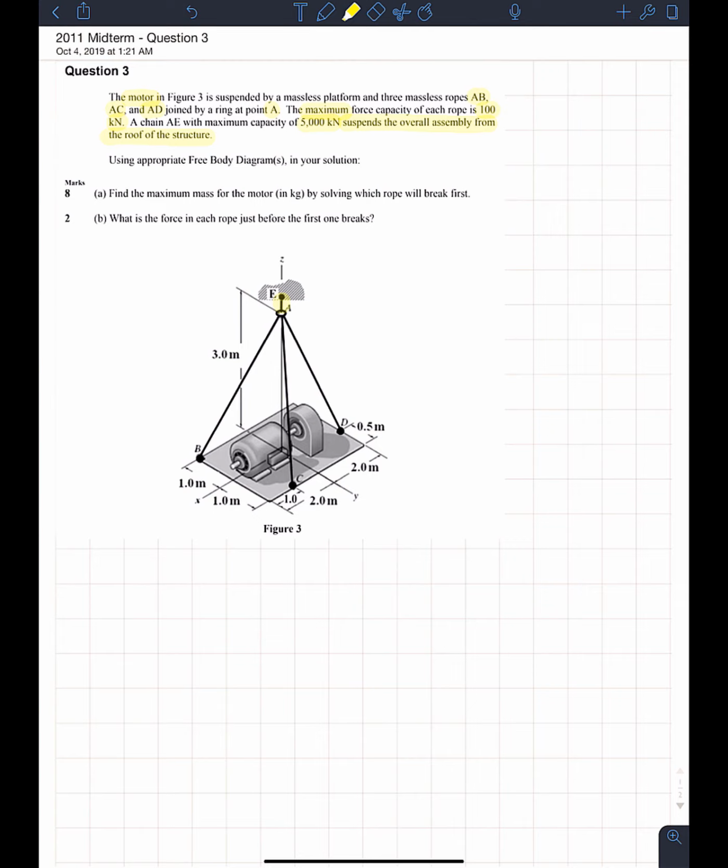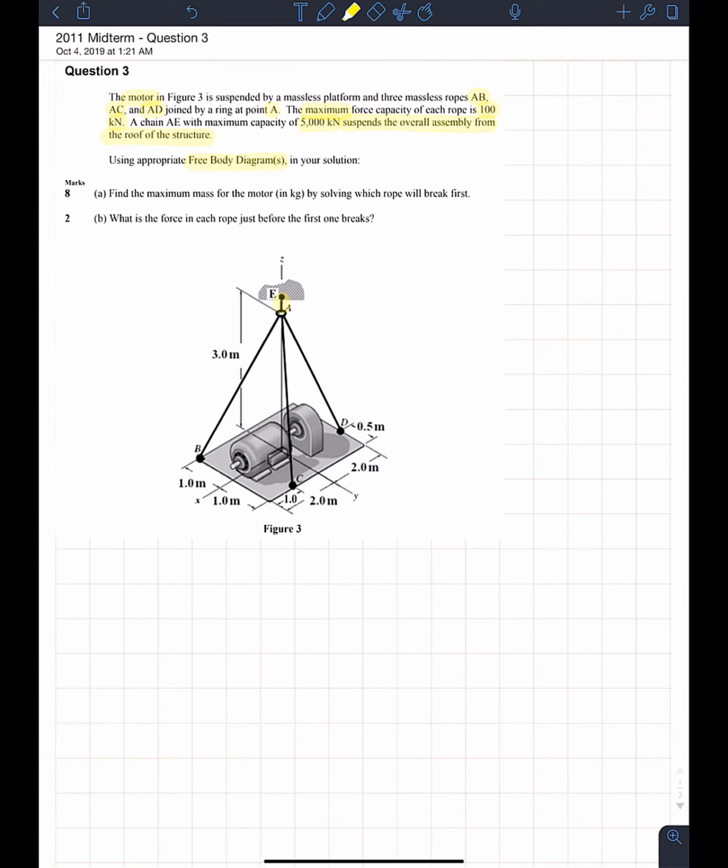Of course, it also says using appropriate free body diagrams in your solution, and then it wants us to do the following 2 things. Normally with these questions I would read out one of them and then do the second one, but these ones are actually kind of interlinked. So this question is actually just one giant problem. It just doesn't explicitly say that.